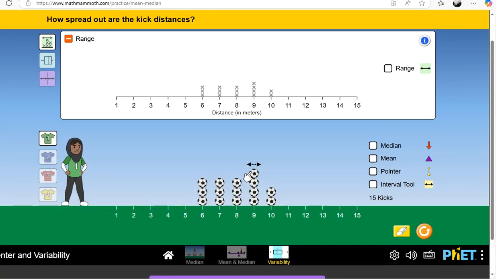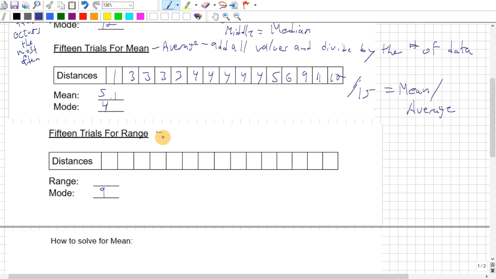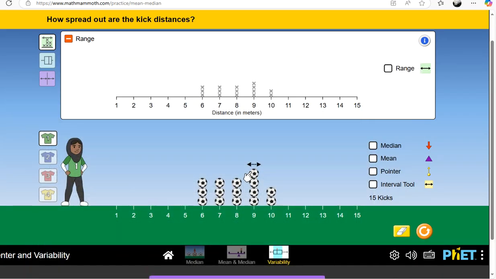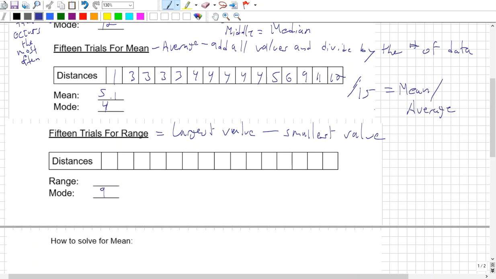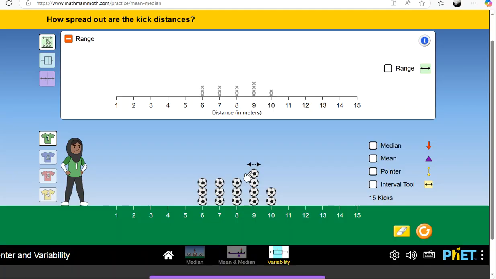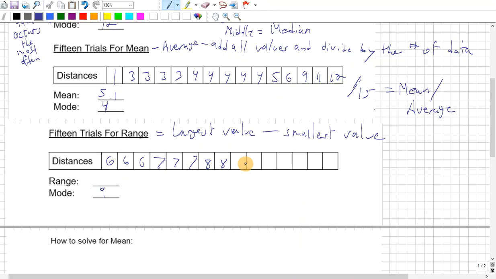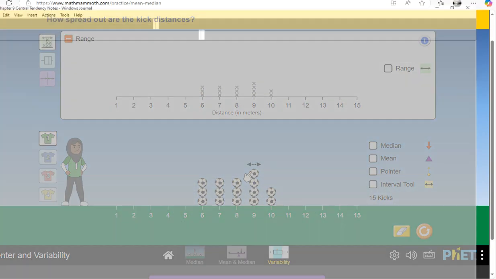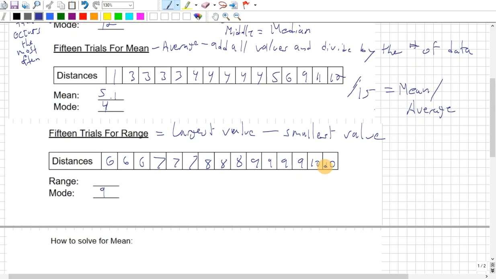And the range, what I do for range is I take the largest value, and then I subtract off the smallest value. Okay, oh, I should be writing all these values down. So 3 6s, 3 7s, 3 8s, 4 9s, and then 2 10s. That's all my data.